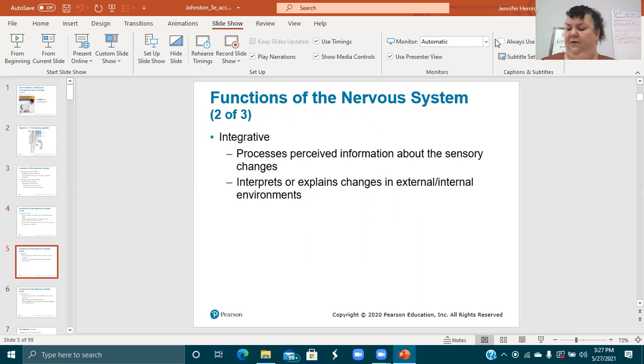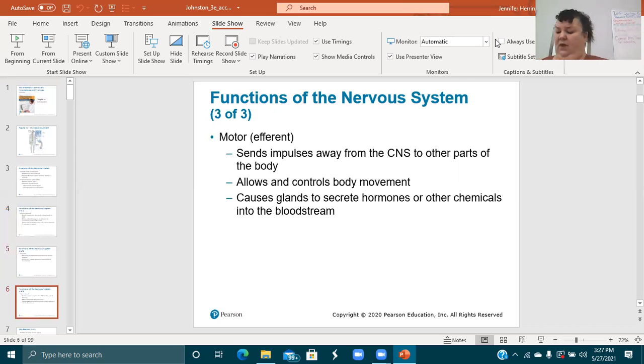Point number 2, we have integrative. This function processes perceived information about the sensory changes and interprets or explains them in the external and internal environments. And number 3, the motor or efferent. This sends impulses away from the central nervous system to other parts of the body. It allows and controls body movement and causes glands to secrete hormones or other chemicals into the bloodstream.